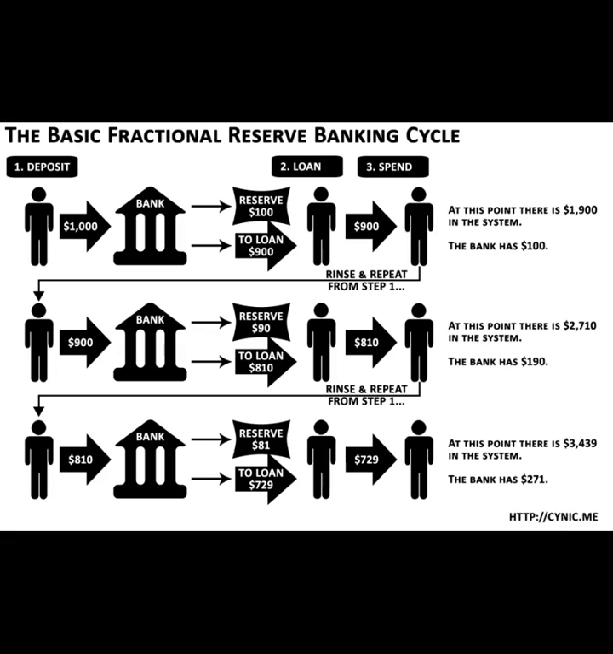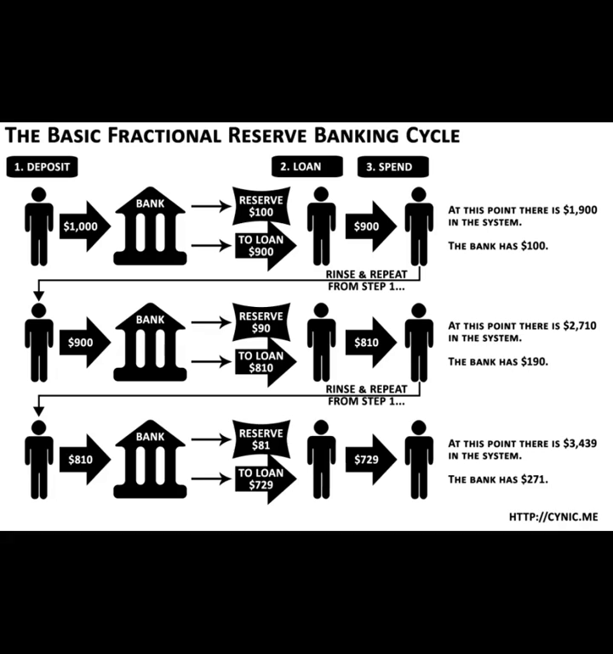Now, you might say, well, that's still 1,000, and it says there it's 1,900 in the system, because I could go in at any point to withdraw my $1,000, but they've already lent 900 of it to Karen, so there is 1,900 in the system. So Karen goes into her bank and she deposits that 900, and again, the bank have to keep back 10%, which is 90, and they can then loan the remaining 810 to James. So at that point, there's $2,710 in the system, but the bank only actually has $190 of physical cash.